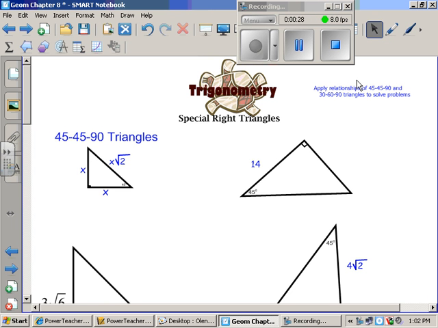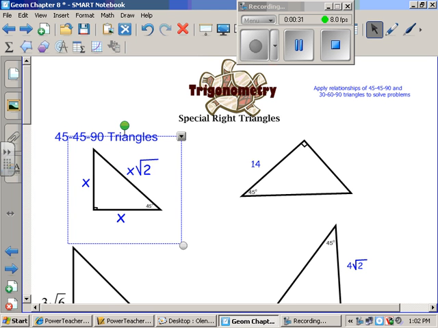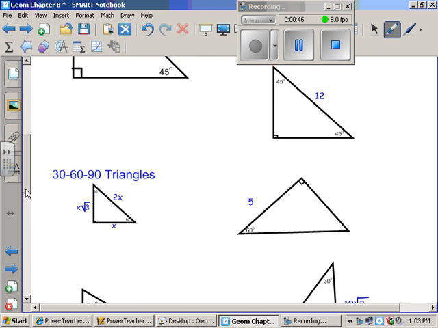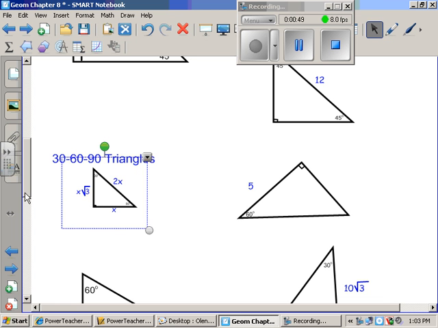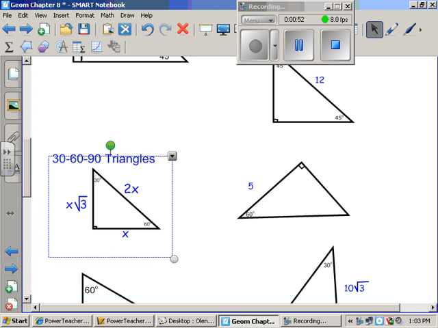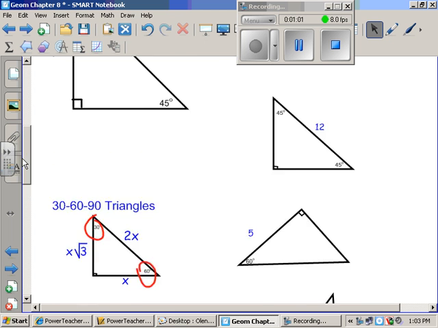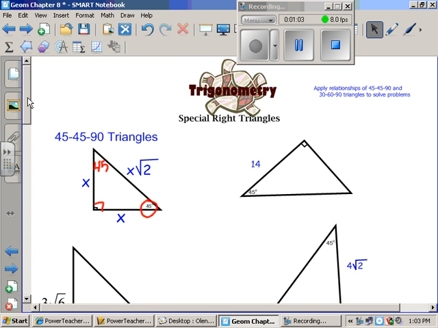And that's triangles that are 45, 45, 90. So it's a 90-degree angle, of course, because it's a right triangle, and then the acute angles are 45, 45. And the other one is 30, 60, 90. So we've got a right angle again, and then the acute angles are 60 and 30.